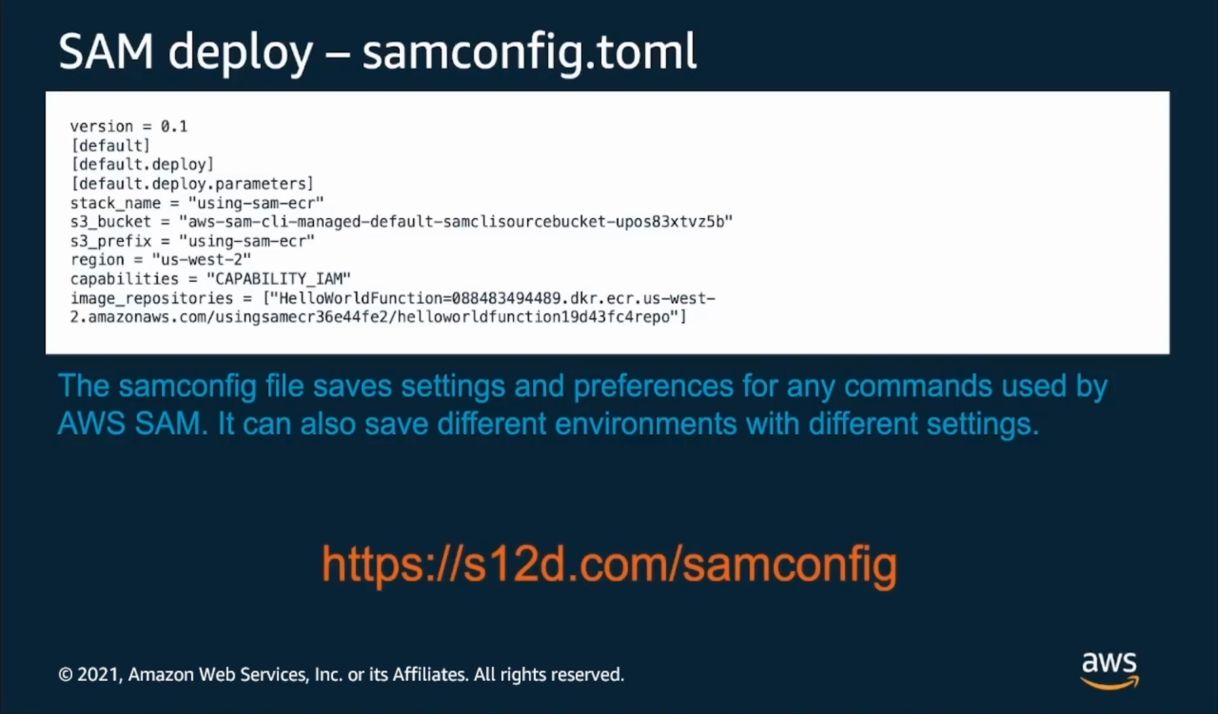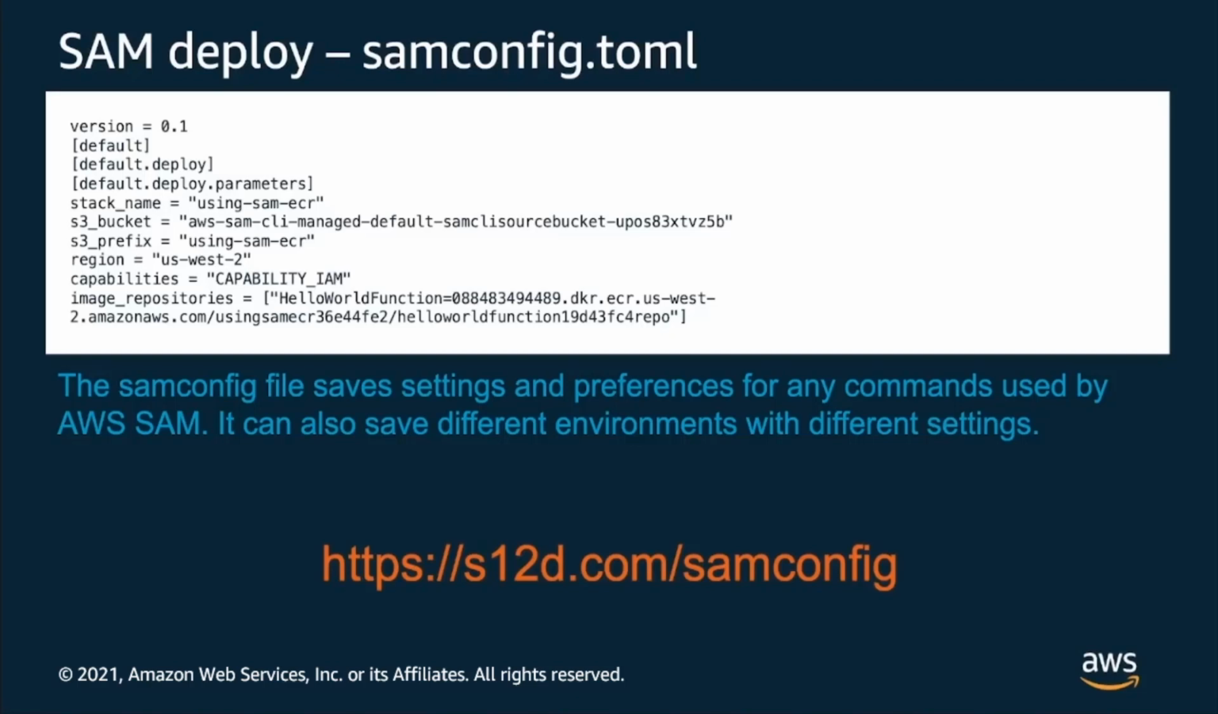It says the stack name will always be called using SAM ECR. This S3 bucket is here if that was using an S3 bucket. The image repositories, you can mix and match. Some functions can be zip, some can be image. So you may have both in here like I do.